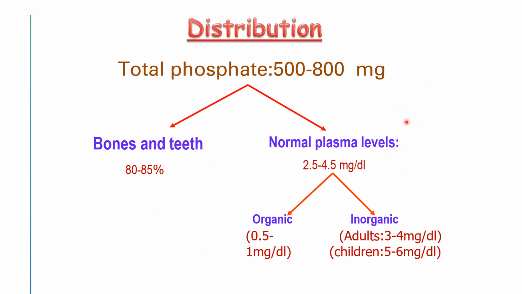Coming to the distribution of phosphate, total phosphate is 500 to 800 milligrams, out of which 80 to 85% is present in bones and teeth. Normal plasma levels are 2.5 to 4.5 milligrams per deciliter, out of which organic accounts for 0.5 to 1 mg per deciliter, and inorganic is 3 to 4 in adults and 5 to 6 mg per deciliter in children. As I have told you, the value of serum calcium, which is very important, is 9 to 11 milligram percentage. Likewise serum phosphate levels are also important, you should remember, that is 2.5 to 4.5, or else you can remember the inorganic phosphate value, that is 3 to 4 milligrams per deciliter.